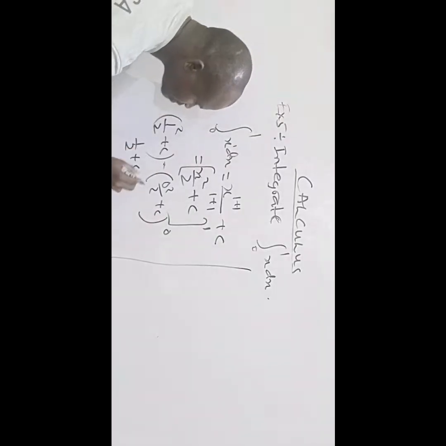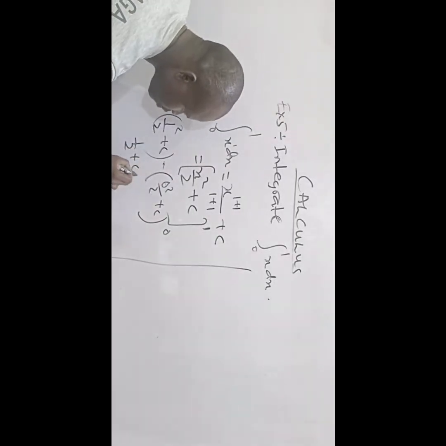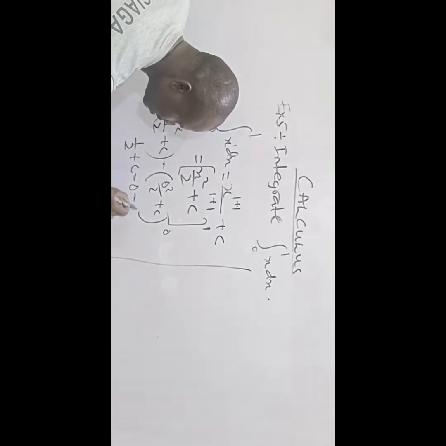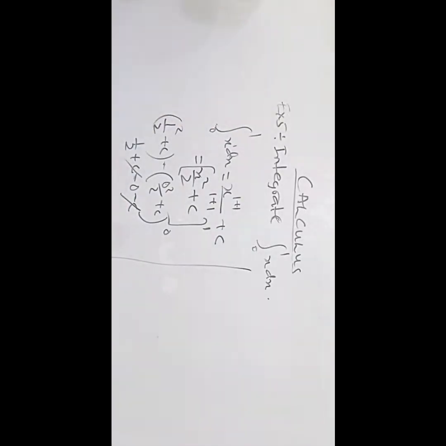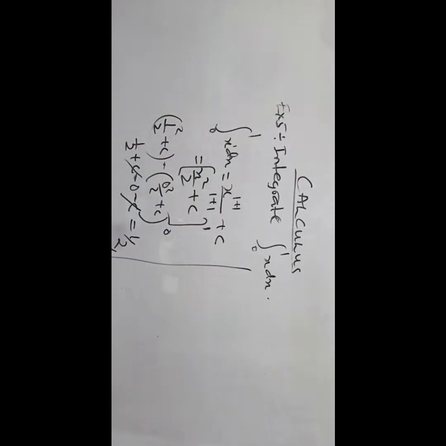Minus will control everything in this bracket. This is 0, this is minus 0 minus c. You realize that c minus c will cancel out. At the end of the day, the answer is half. So if you are given a definite integral, you don't need to put the arbitrary constant because it's going to cancel out, as we have seen on the board. So you don't need to bother yourself.